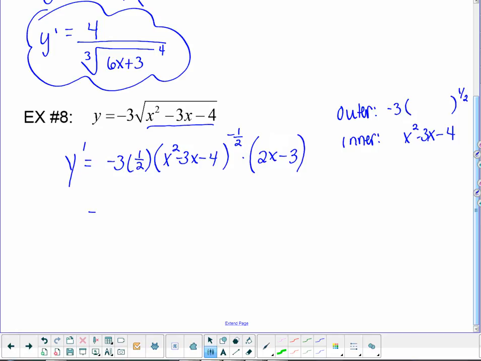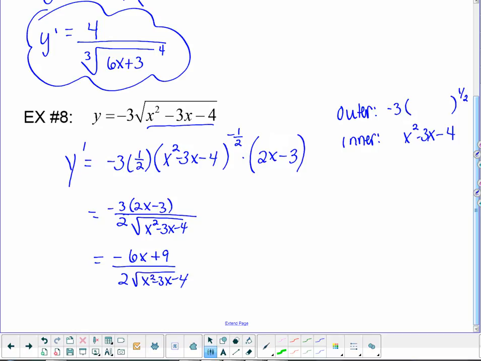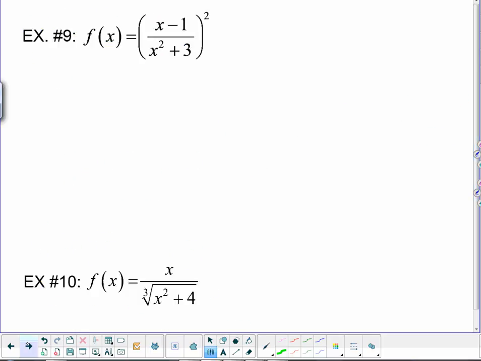We essentially have it done. It's just a matter of cleaning it up. So I get negative 3/2 times 2x minus 3, which would be like a numerator. And then my negative 1/2 will push that function to the bottom. And really nothing to clean up. I guess we could push that negative 3 through and get negative 6x plus 9 divided by 2 radical x squared minus 3x minus 4. There's your y prime. Okay, two final ones.